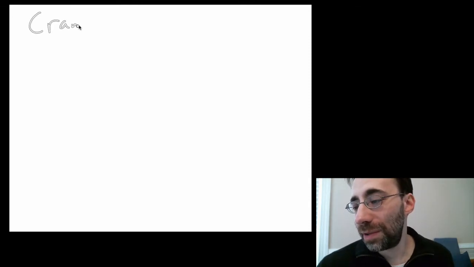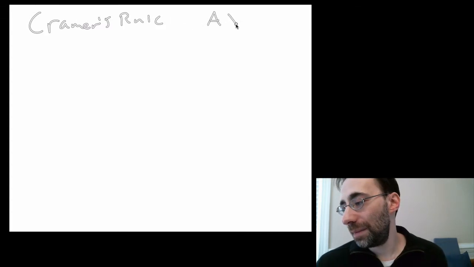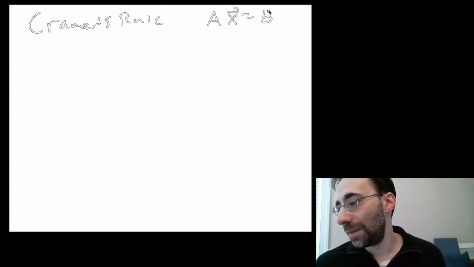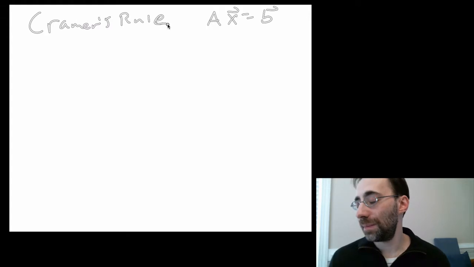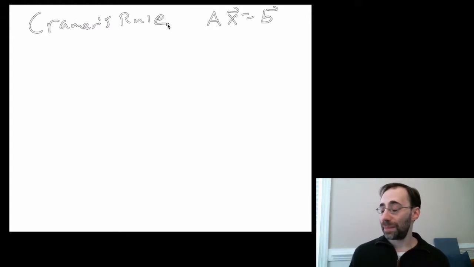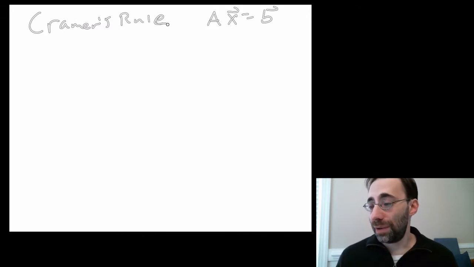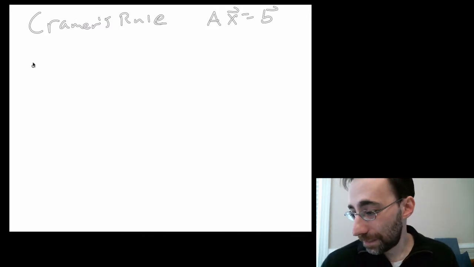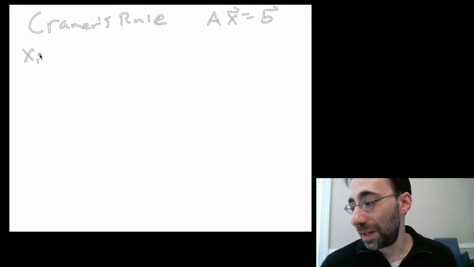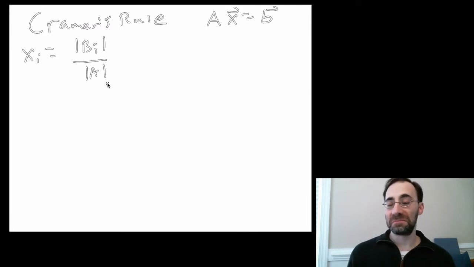This one's called Cramer's rule. And it again uses the matrix representation of the system, that Ax equals b. But instead of inverting A to solve it, you use a particular rule which says that the ith element of the column vector x, the solution for that, is going to equal the determinant of the matrix Bi, which I'll get to in a second, divided by the determinant of A.